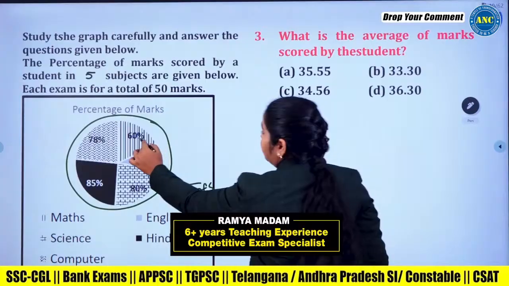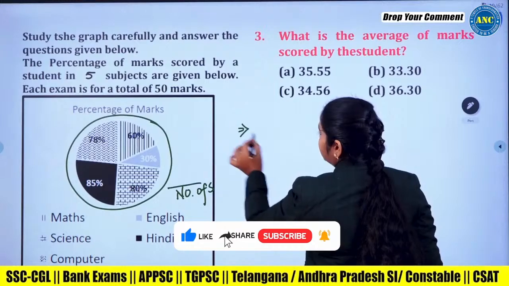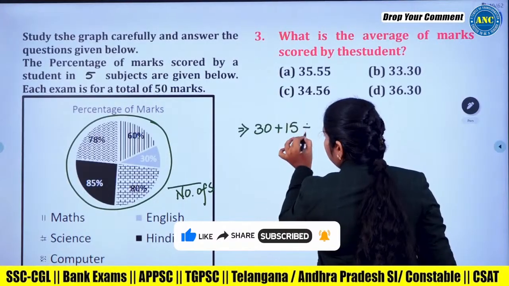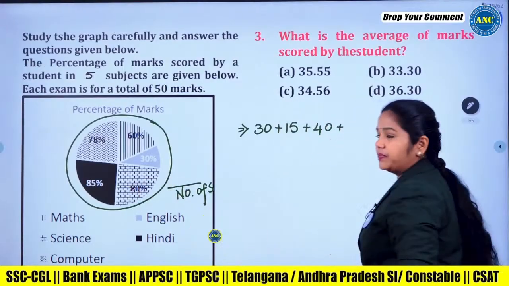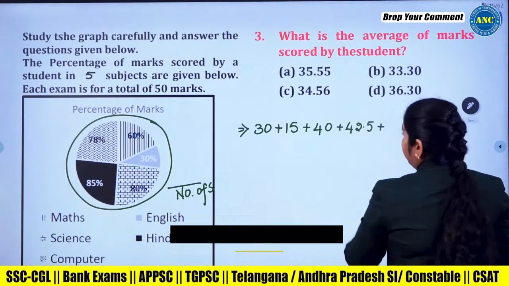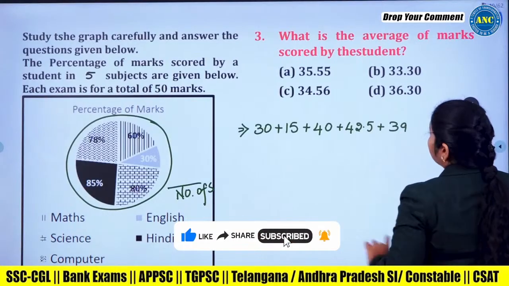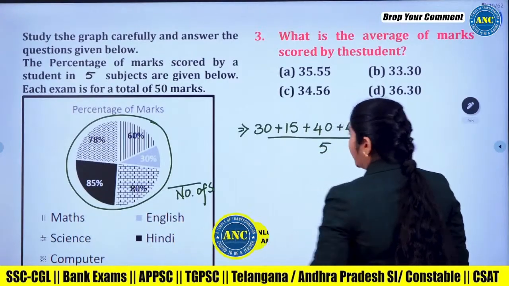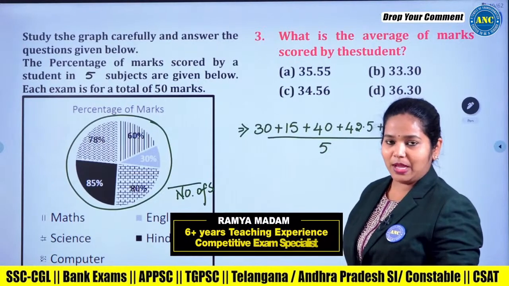Take question 7. First we'll go from here. 60%, half of 60% is how much? Half of 60% is 30. Plus half of 30% is 15, plus half of 80% is 40, plus half of 85% is 42.5, plus half of 78% is 39. They are asking average by number of subjects, 5. Done. You are getting my point here.